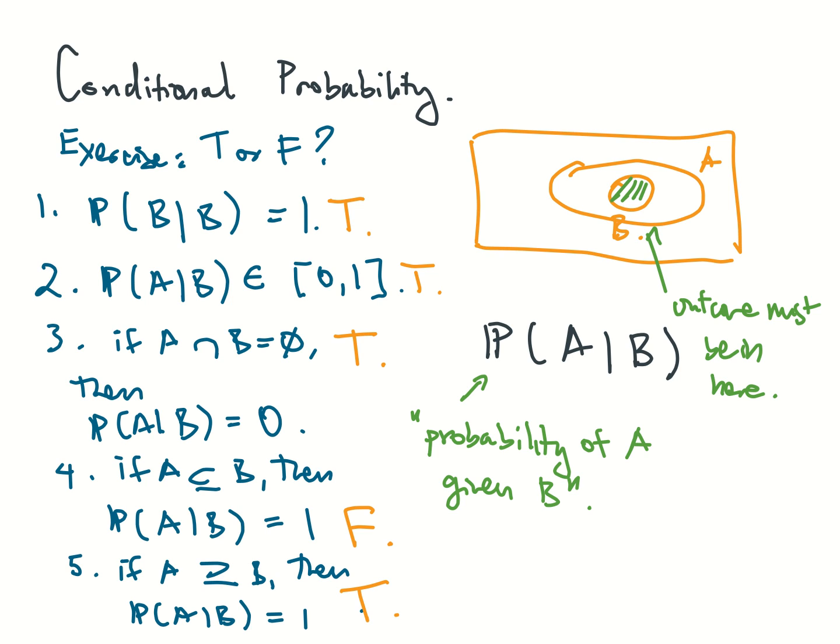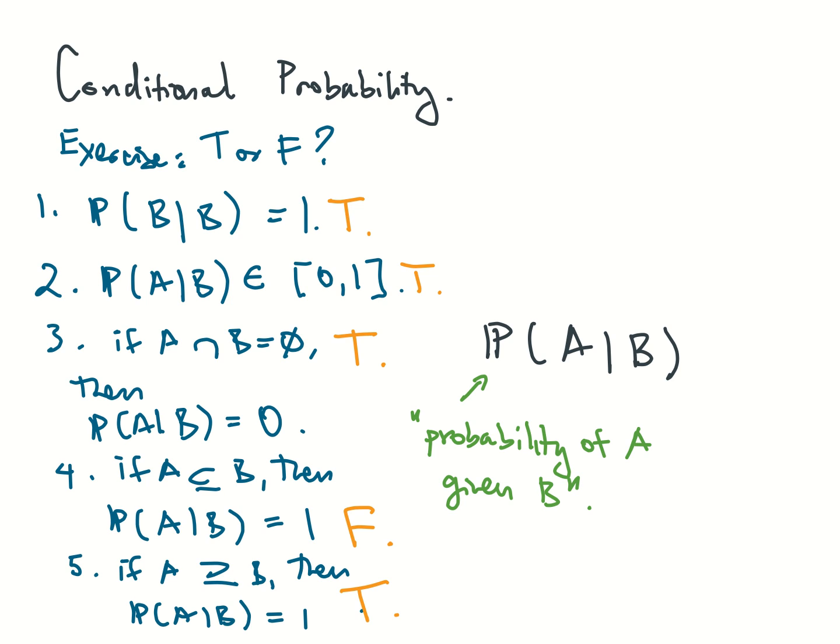This statement is true. In general, the probability of A given B is defined to be the probability of A and B divided by probability of B. As you can see, this definition is consistent with our intuition for the exercises on the left.